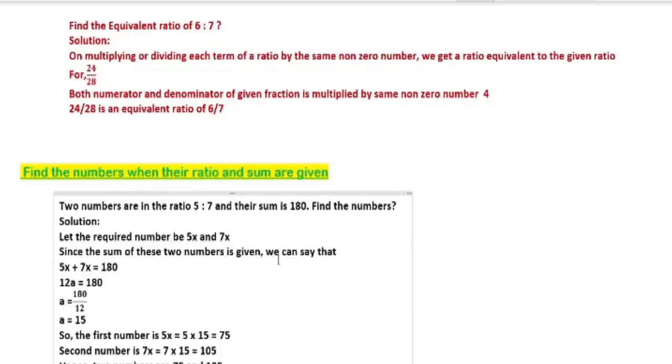Since the sum of these two numbers is given, we can say that 5x plus 7x is equal to 180. Add it, so you will get 12x equal to 180, x equal to 180 by 12, that is x equal to 15. Now the first number is 5x, that is 5 into 15, which is 75. The second number is 7x, that is 7 into 15, which is 105. Now you can check the sum: 75 plus 105 is equal to 180. In this way you can find the two numbers if their ratio and their sum are given.